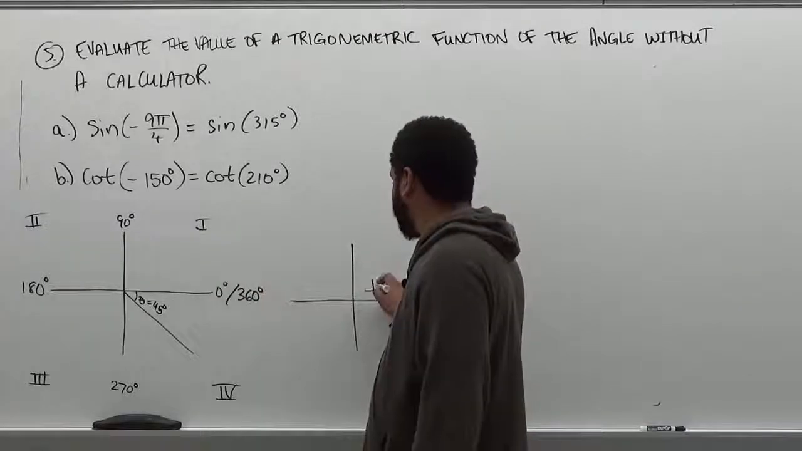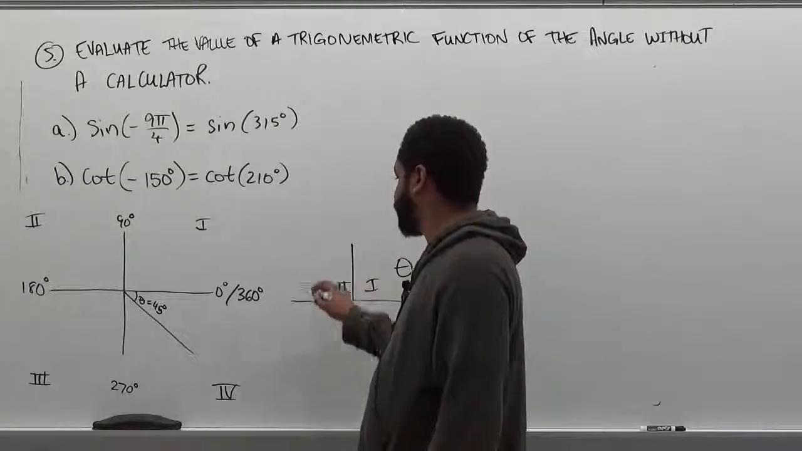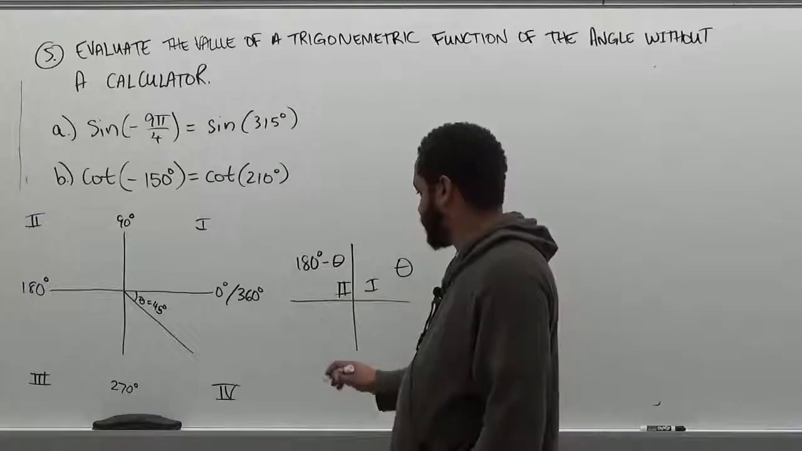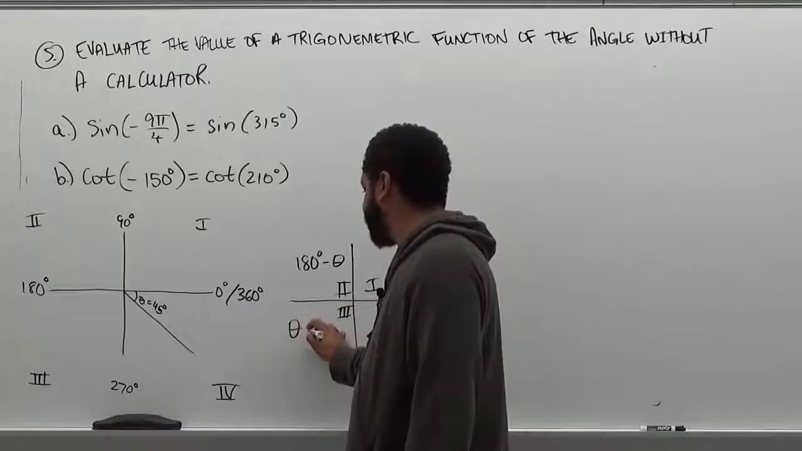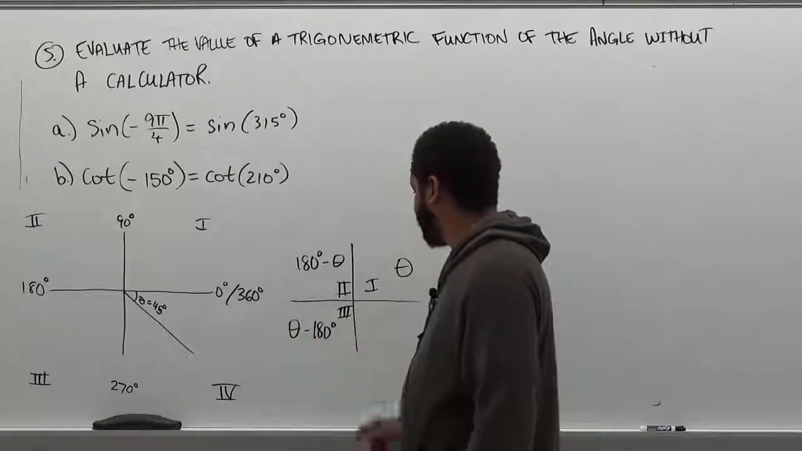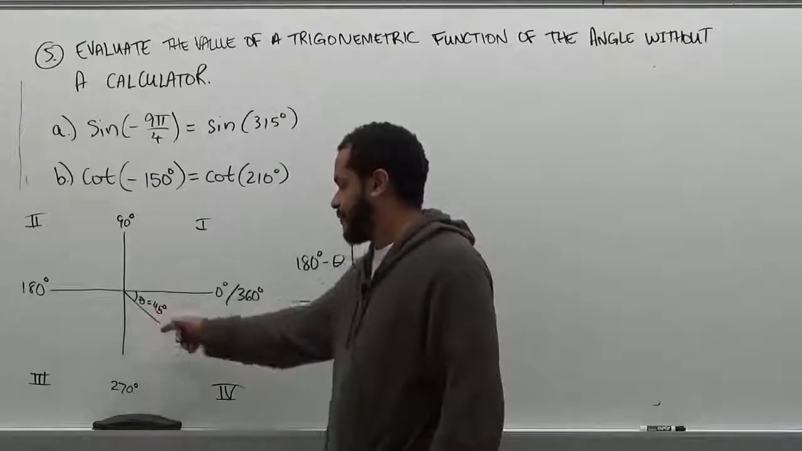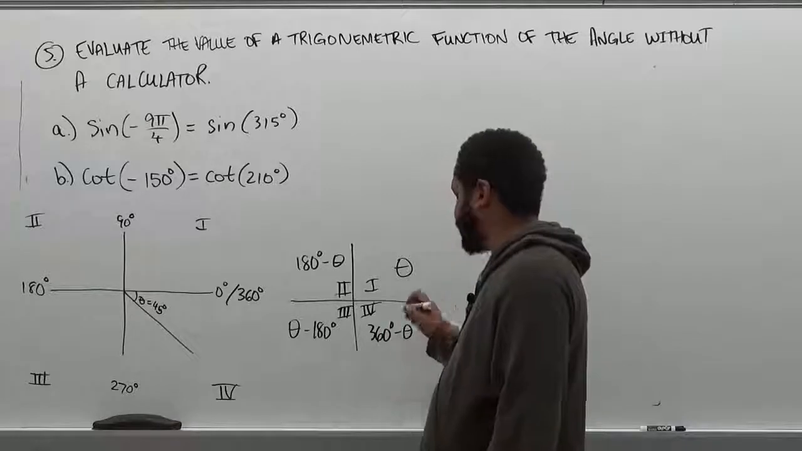When you're in quadrant 1, you just take the value of theta. When you're in quadrant 2, you take 180 degrees and subtract the angle theta. When you're in quadrant 3 here, you take the theta and subtract 180 degrees. And when you're in quadrant 4, and you could tell that based on where your angle lies, is taking 360 degrees and subtracting your angle.